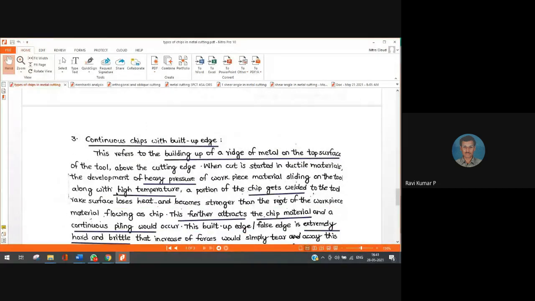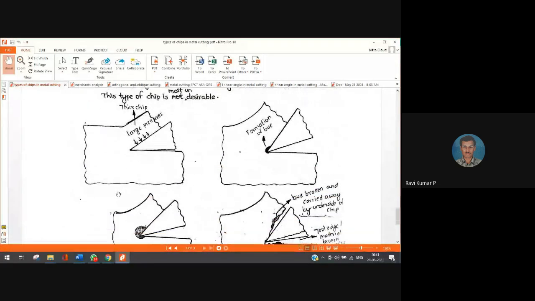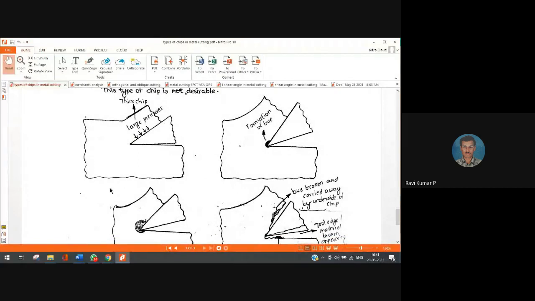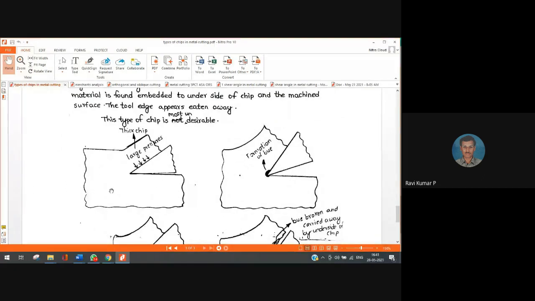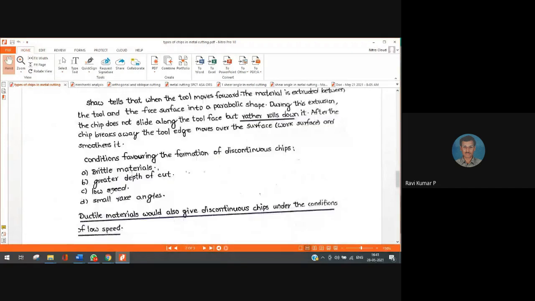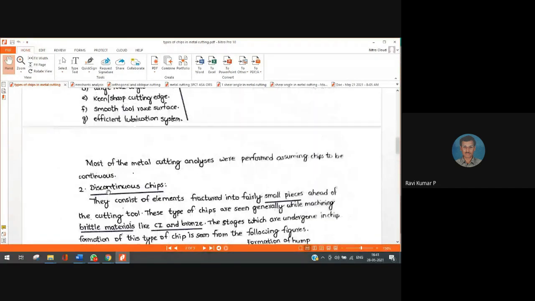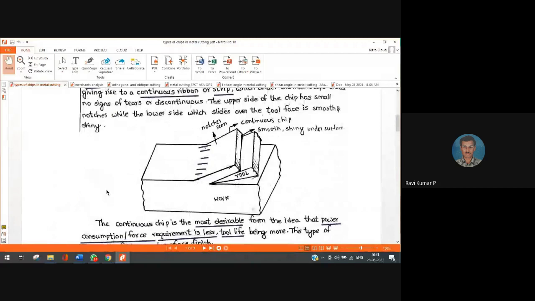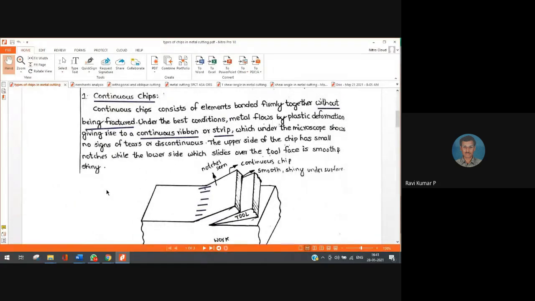Actually I have to discuss the chip breakers. That is one thing we missed. Soon I'll post it into your chat box and then we'll talk about it a few minutes later. I may just mention that continuous chips are good from the cutting force point of view, but there are some troubles with continuous chips also. The trouble is it will try to entangle, that is, it wraps around. It is going to twist around the workpiece, it is going to twist around the cutting tool.